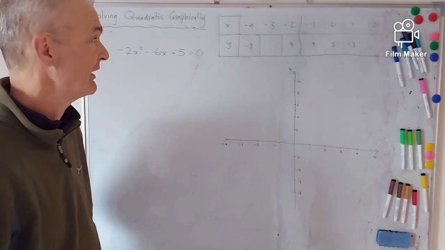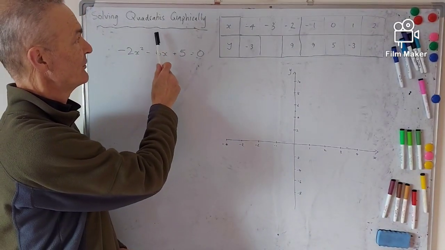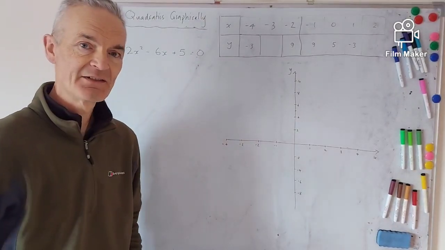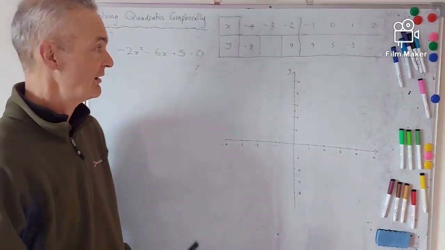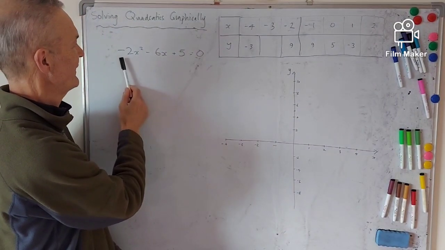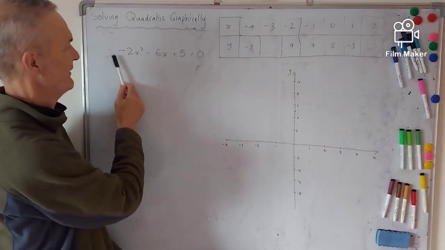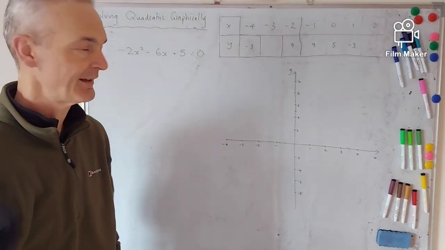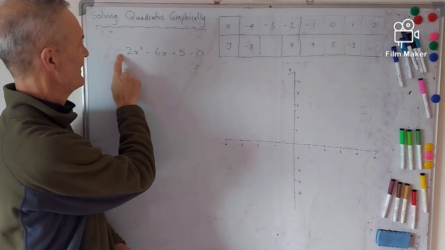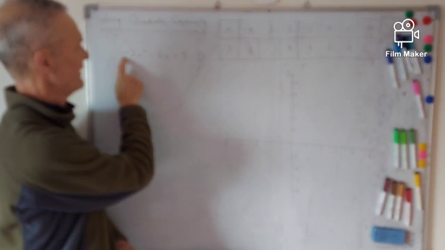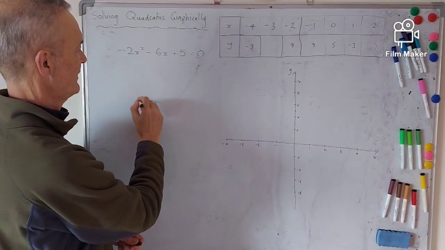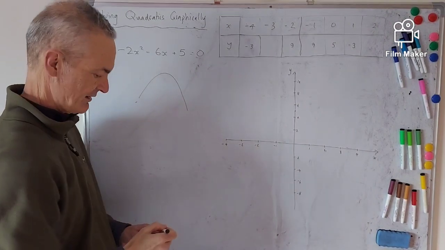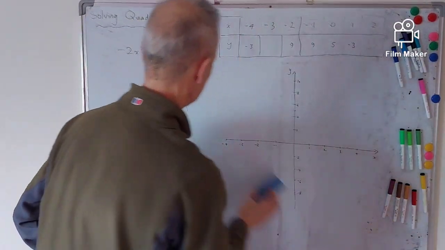Today I'm going to be looking at solving a quadratic graphically. The last one I did, the quadratic was a positive here, so it was a U-shaped quadratic. This one, remember when the negative is here, you're going to get a curve that goes that way. So that's what we're looking at here.